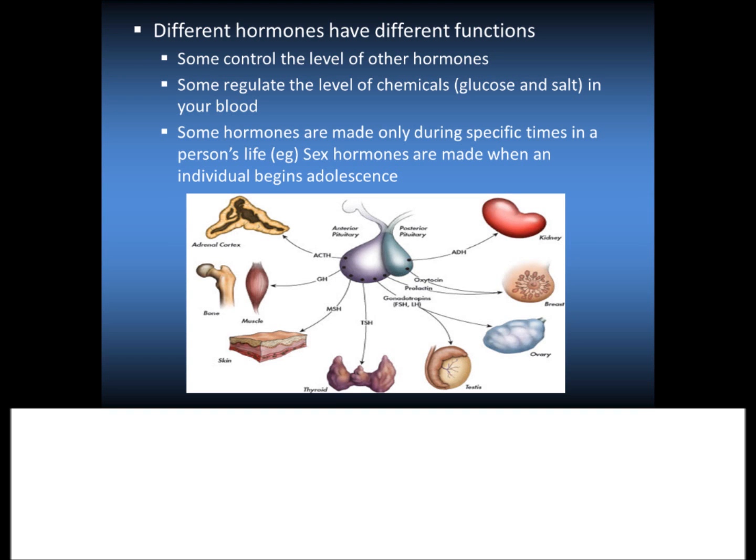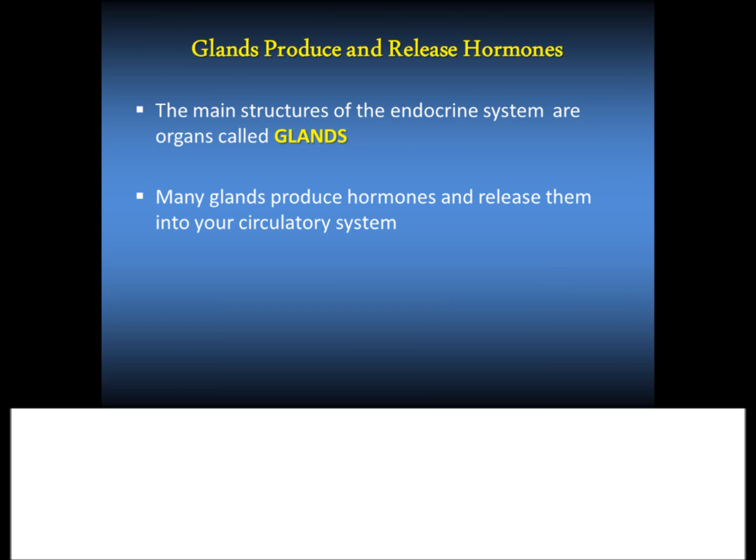So this diagram here just shows a bunch of different hormones, and you can see that every single hormone has a different target cell, okay, in different organs. So we're going to be talking more about this later on.